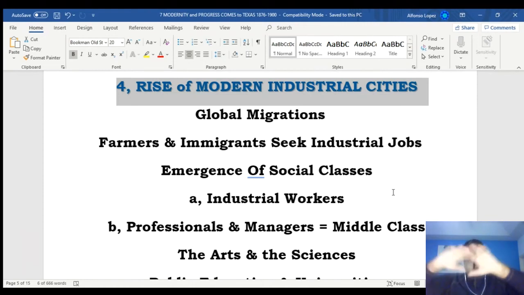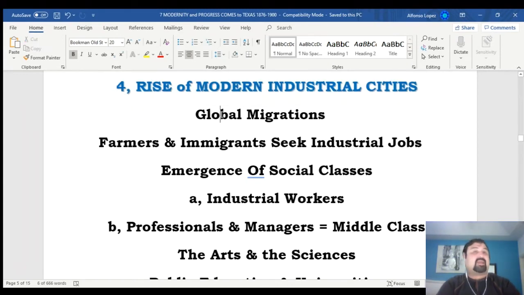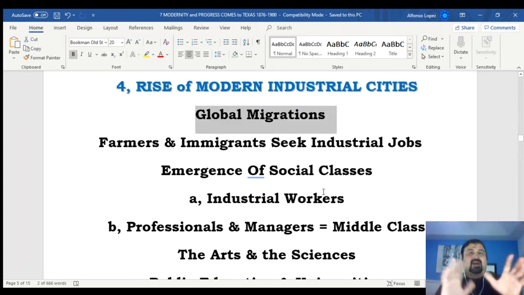So again, there's going to be massive movements of people from around the world, global migrations. This is a phenomenon of the modern age, by the way. And once we go into the 20th century and examine it, this is going to be a central theme of the 20th century, global migrations. Again, still going on even today.